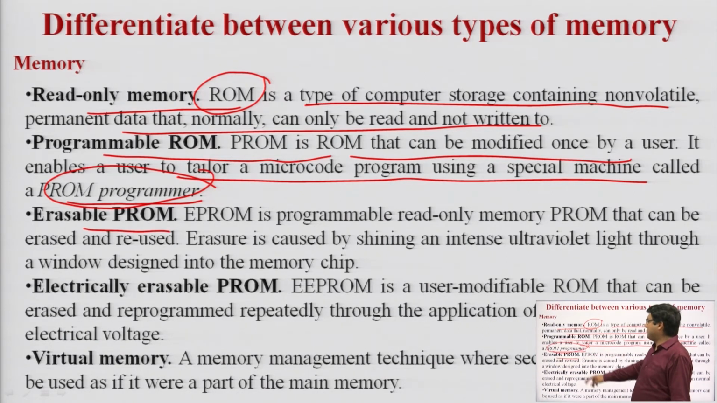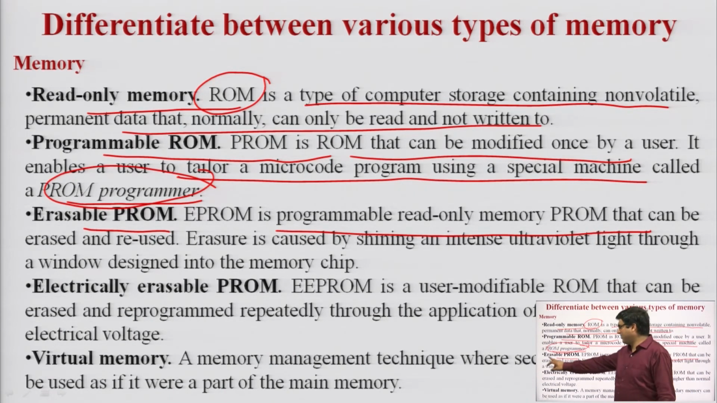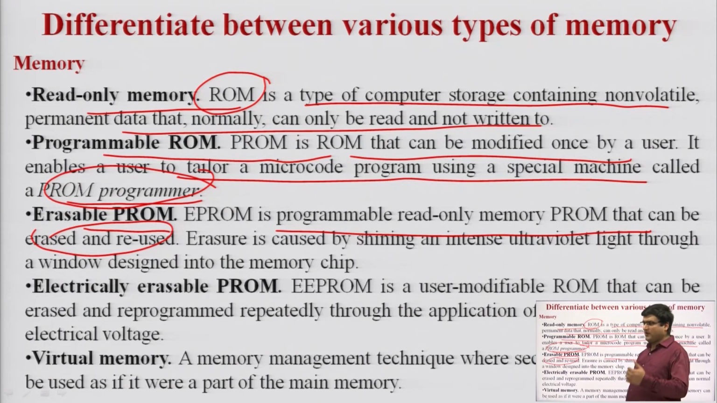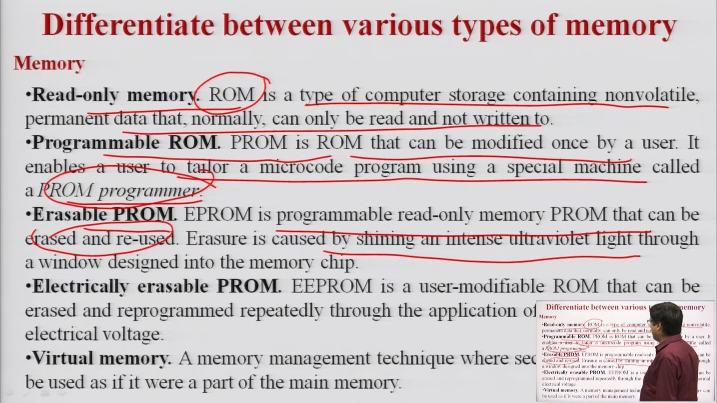After that we have EPROM, erasable PROM. It is a programmable read-only memory and can be erased and reused. We cannot use it only once. Through erasable PROM, we can erase the contents and reuse our chip. It works by shining intense ultraviolet light. How can this happen? There is a window in our memory chip. Through this window we can expose that area to ultraviolet light, and this ultraviolet light is responsible for erasing the contents of the EPROM chip.